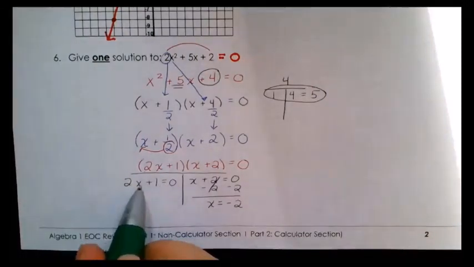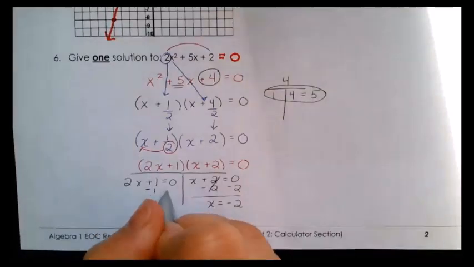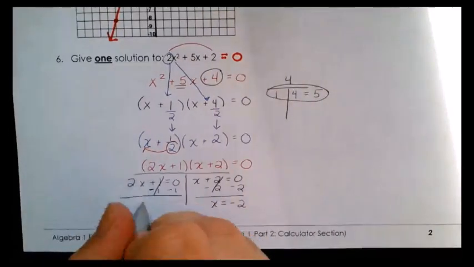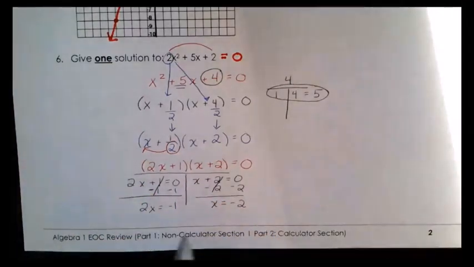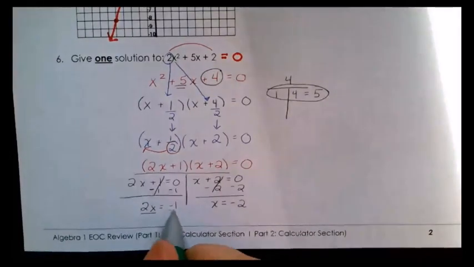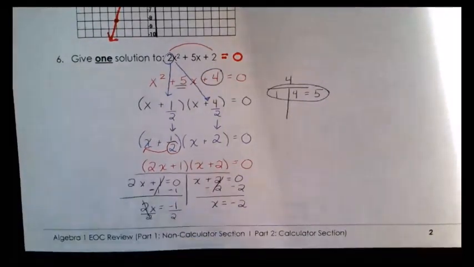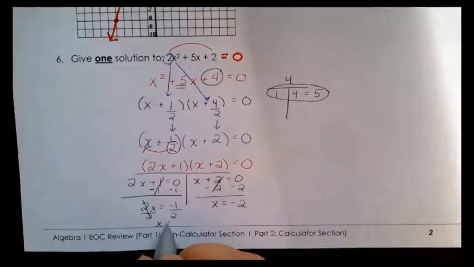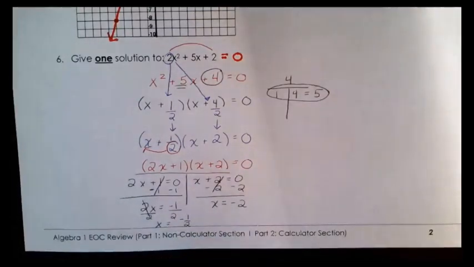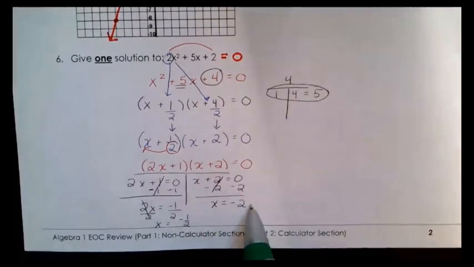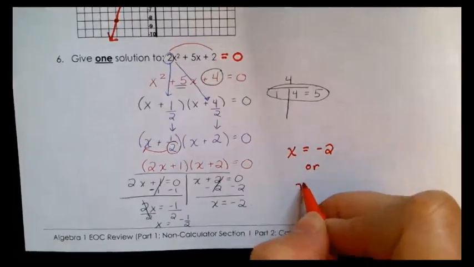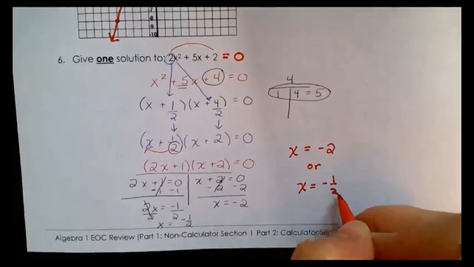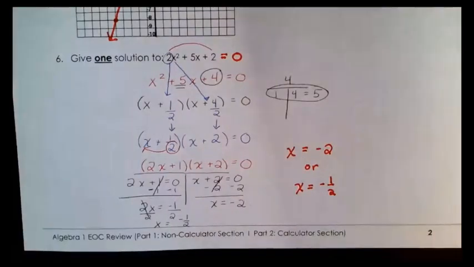So 2x plus 1, I want to get the x by itself, so I'm going to subtract 1 from both sides. Now we have 2x brought down equals negative 1. And now I'm going to get rid of the 2 by dividing 2 on both sides. So that cancels. So now I have x equals negative 1/2. So your one solution could be negative 2 or it could be negative 1/2. And I'm going to write down x equals negative 2 or x equals negative 1/2, whatever you'd want to give them as an answer. And you're done.